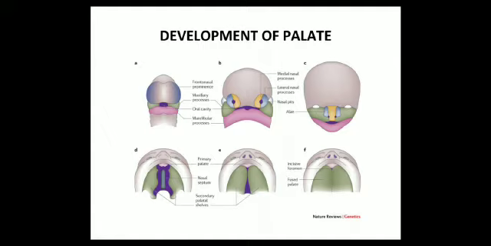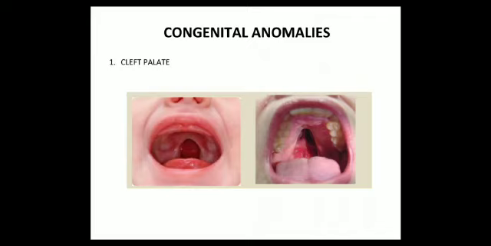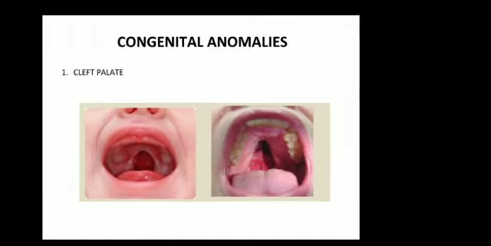So, the overall development of the palate we can see in this pictorial. Now the congenital anomalies. The cleft palate: whenever the fusion does not happen either between the two palatine processes or between the nasal and the palatine processes, that will lead to the cleft palate.